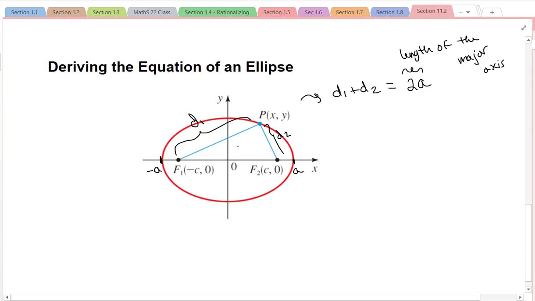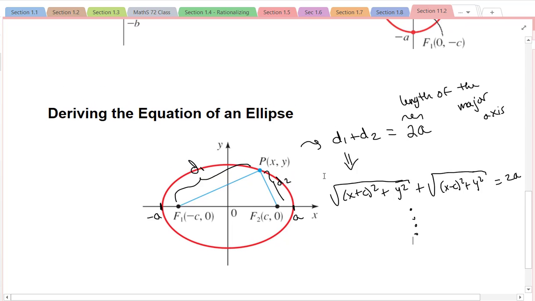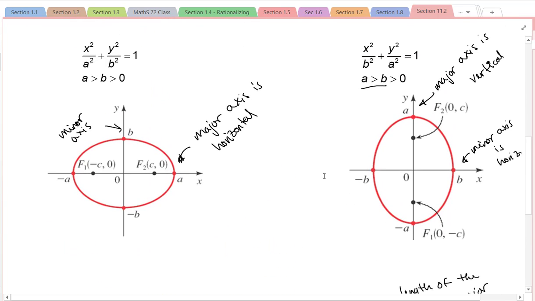After we do the distance formula for d1, you get the square root of the change: x minus negative c, so it'll be x plus c squared plus y minus 0, so just y squared, plus d2. That would be the square root of, and then you do the same thing here: x minus c squared plus y squared, equals 2a.